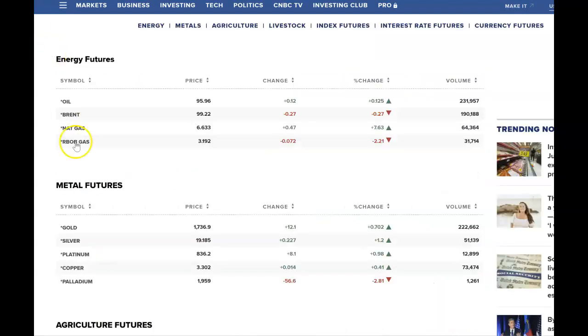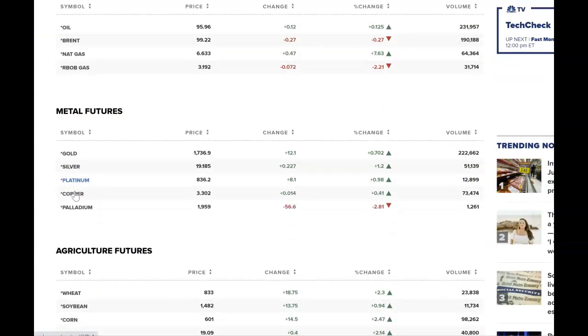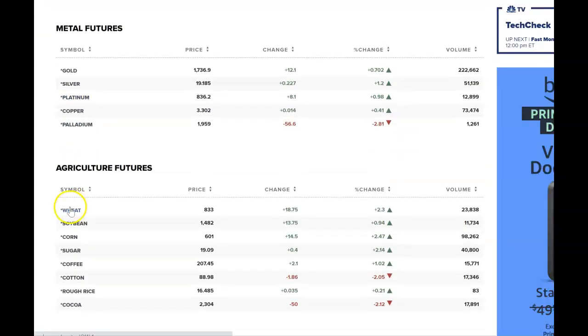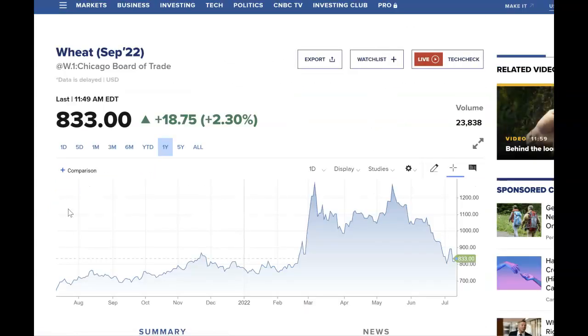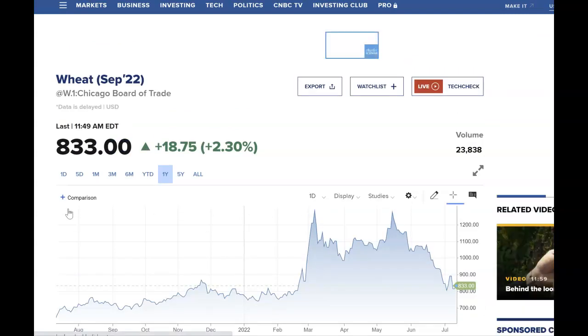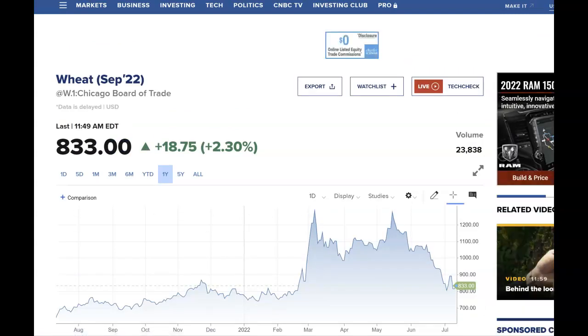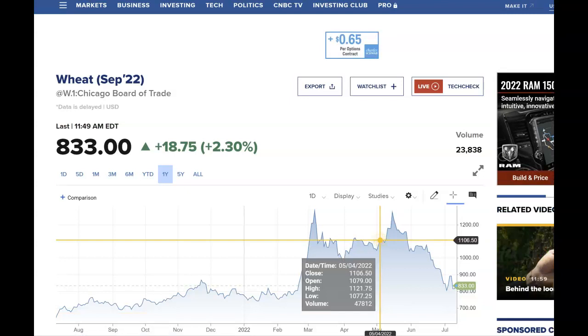Let's go back to, how about food? Let's look at wheat. Again, a little bit before June, mid-May, right? We're talking about mid-May, right about here. You see this drop off in food prices. Let's take a look at corn.